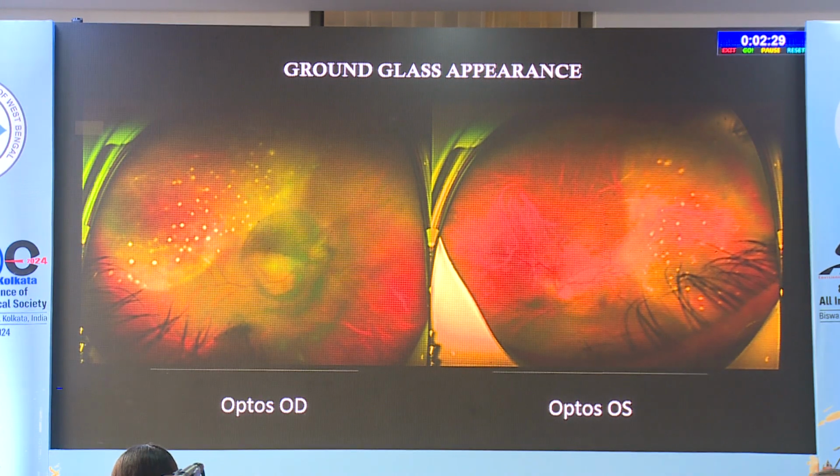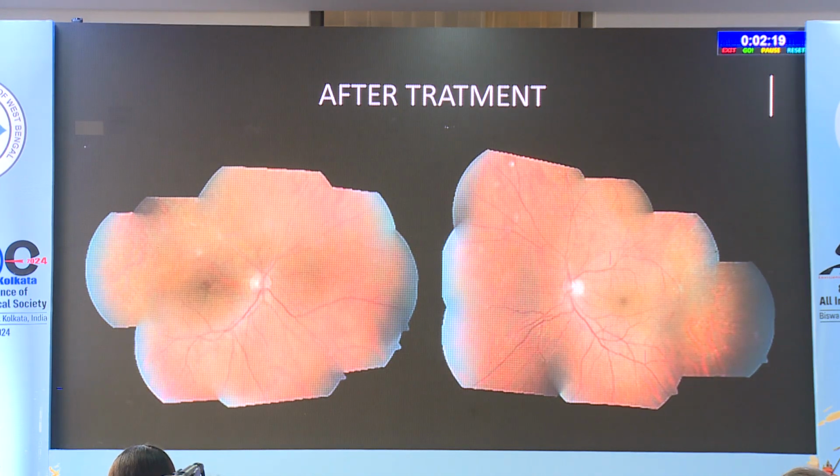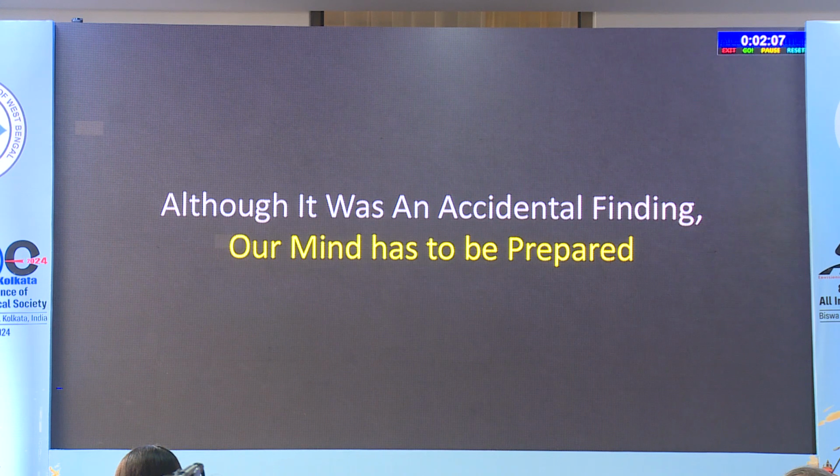When you look at the fundus, we can see sub-internal limiting membrane deposits, a ground glass appearance. It was RPR and TPHA positive and treated with injection benzathine penicillin, and look at the picture, the whole thing disappears with complete resolution. As I told you, this is a treatable disease also. It is so gratifying to give that anti-syphilitic treatment and get the vision back. Although it was an accidental finding, our mind has to be prepared.